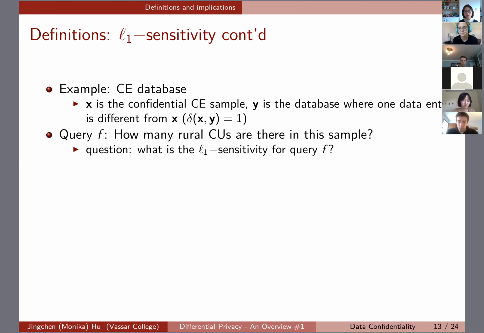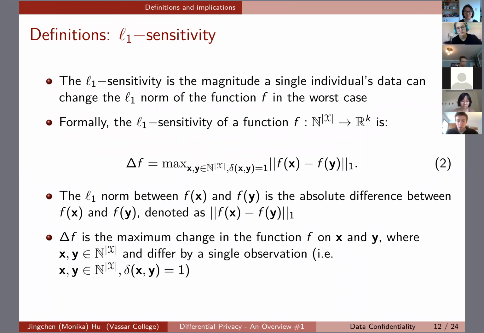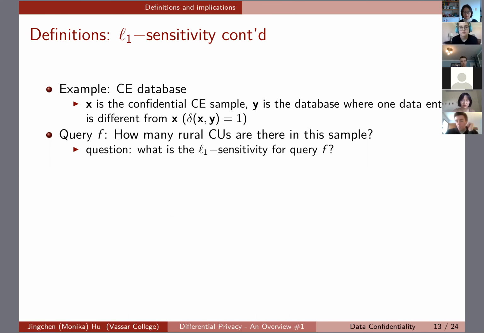Yeah, right. That's what we mean by maximum. In equation 2, the definition is the maximum change. X is the confidential original, and say Y differs by one record that was a rural CU in X, but happens to be an urban CU in Y. In that case, the maximum change is 1 in terms of the count. But it's possible that X and Y are different in another variable.